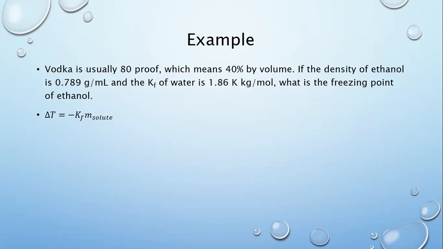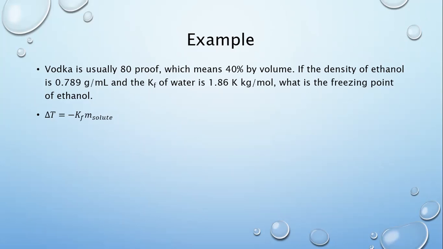But okay, hypothetically here, vodka is usually 80 proof, meaning it's 40% by volume. The density of ethanol is 0.789 grams per mL, and the KF of water is 1.86. What is the freezing point of the vodka?